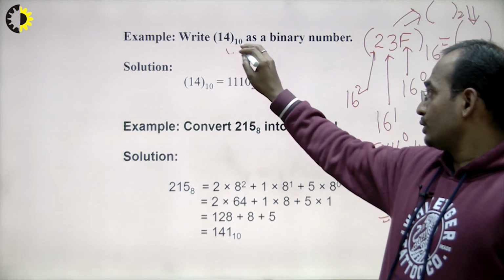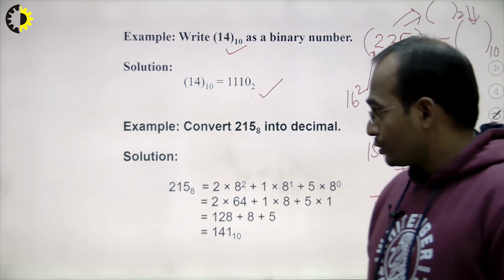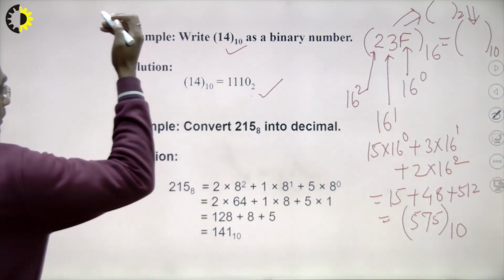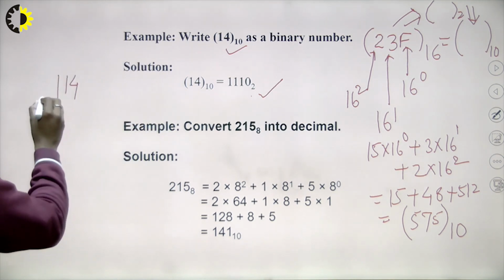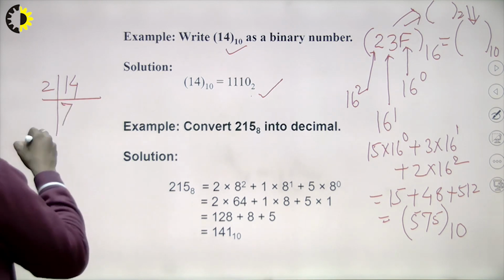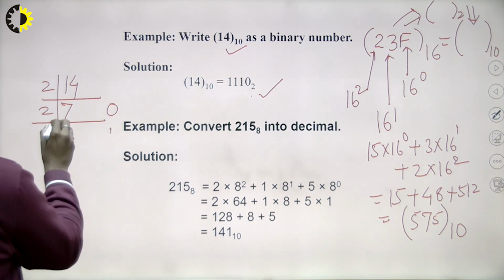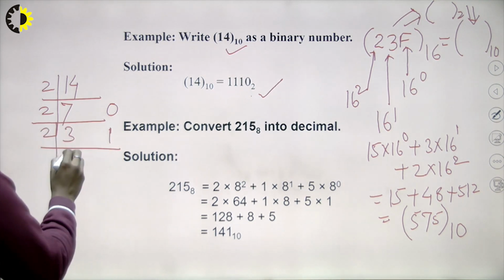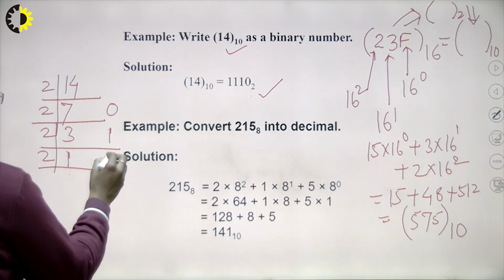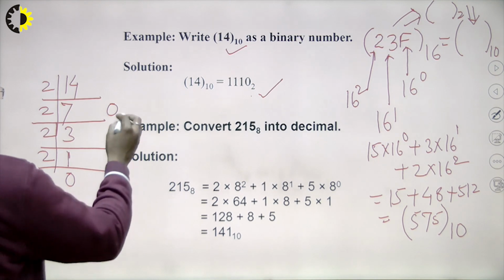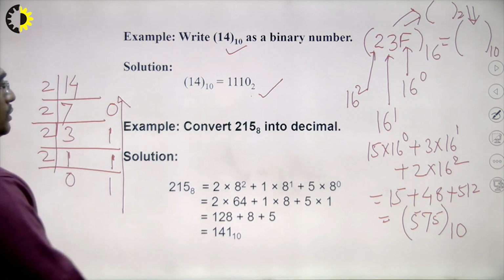Now, come to the example. Suppose I want to convert 14 at the base 10 into the base 2. So, the procedure will be same. I have to divide by that base in which I want to convert. 2 7s are 14, remainder is 0, 2 3s are 6, remainder is 1, 2 1s are 2, remainder is 1, 2 0s are 0, remainder is 1. So, I have to move from bottom to top. This will be equal to 1110 at the base 2.